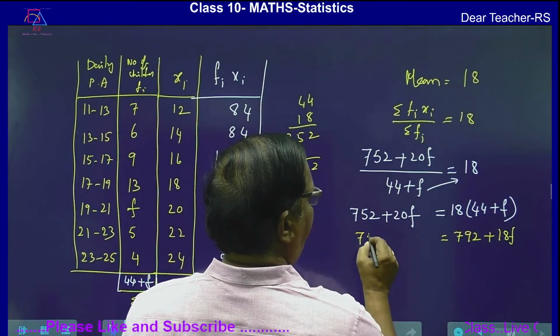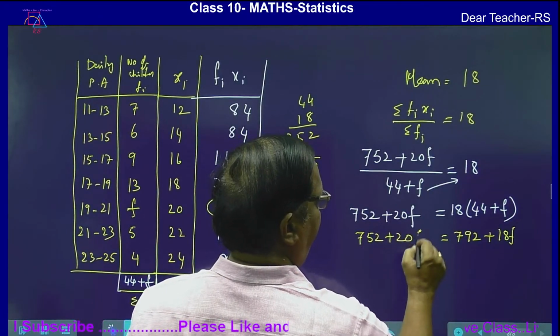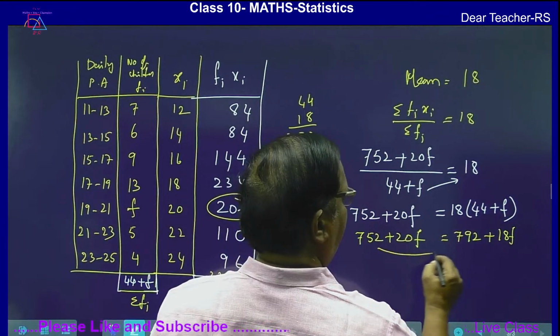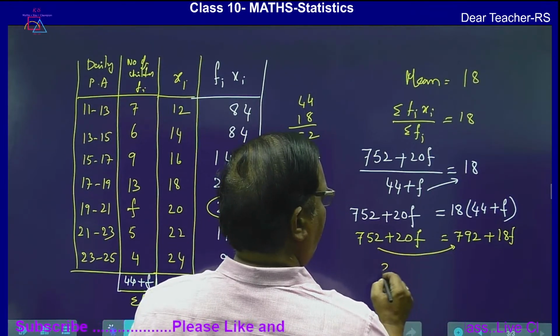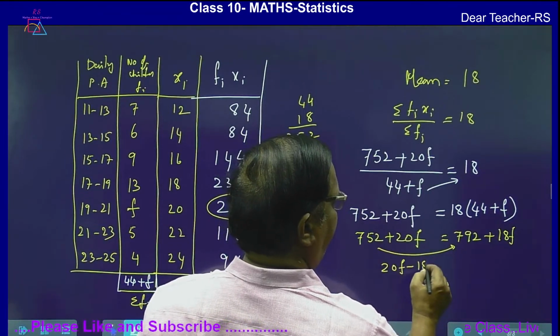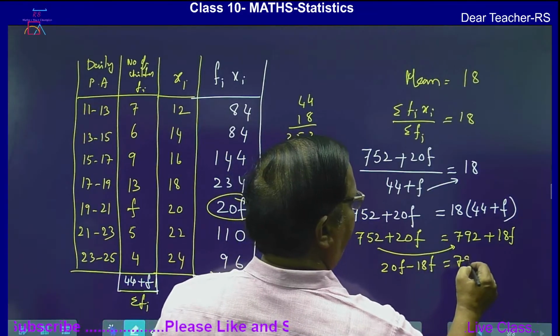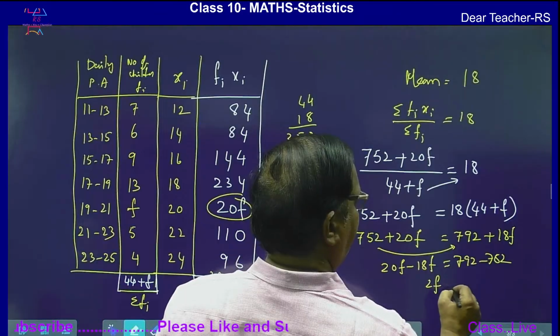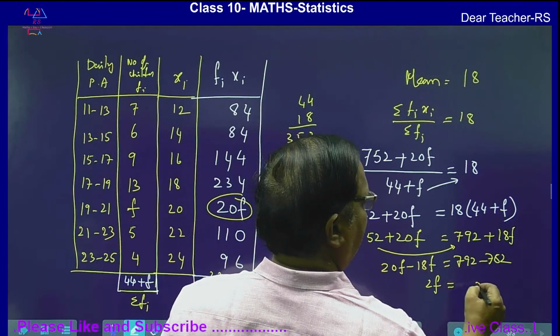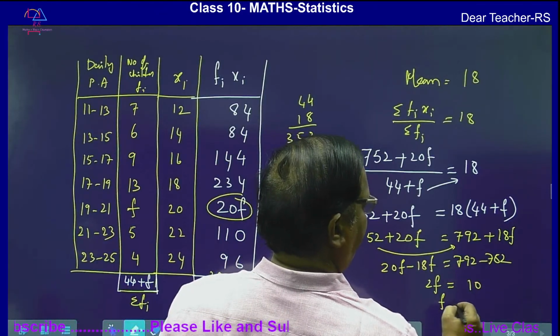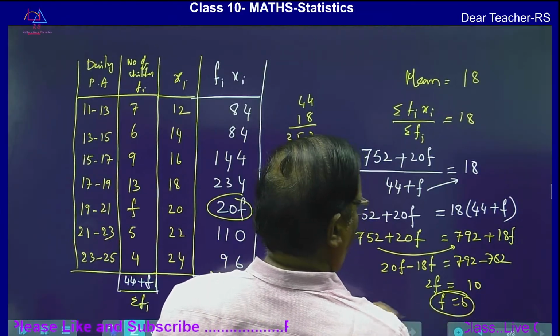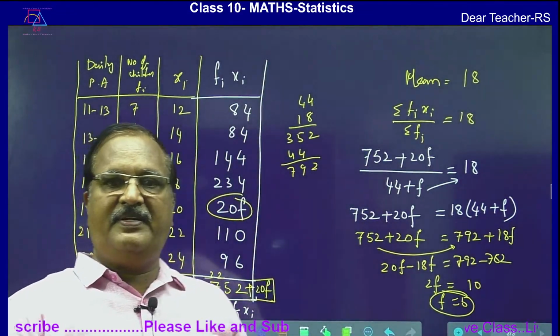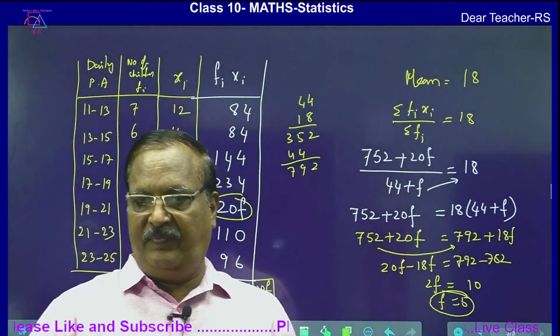So 752 plus 20f. Now solve this here. 20f minus 18f is equal to 792 minus 752. So 2f is equal to 40. So f is equal to 20. Therefore the missing frequency is 20.